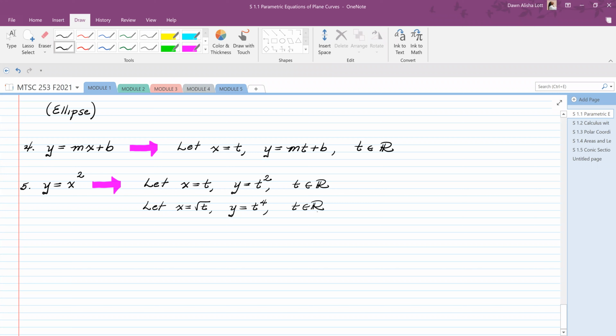Okay. Let x equal t cubed and y equal t squared. No, y would equal t to the 6th. Is that right?